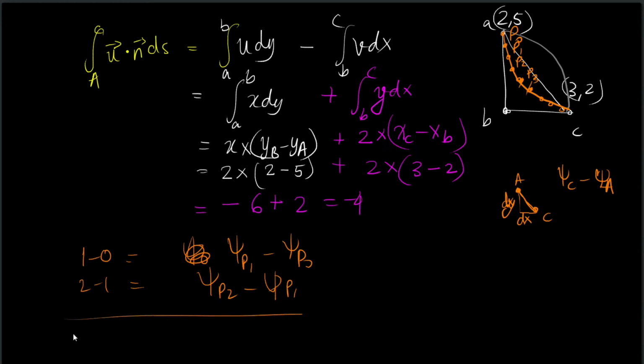So if I add these two, the flow rate between 2 and 0 will be psi at P2 minus psi at P0. So you can continue this for any arbitrary line segment and eventually reach the other point, and you will get the difference in the psi, or the stream function difference, and that is equal to the flow rate. It's a very simple concept, but it can help you save a lot of time provided the flow is incompressible.